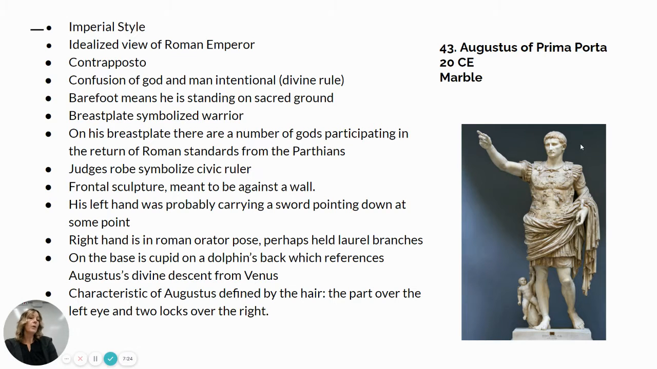Okay. So what we're looking at here in this imperial style is kind of a visit back to that classical Greece. You're going to have that beautiful contrapposto stance. We have the drapery, the folds of the fabric. That drapery actually represents a robe, and it's specifically a judge's robe, and that is supposed to symbolize a civic ruler, not just an emperor, but a civic ruler.